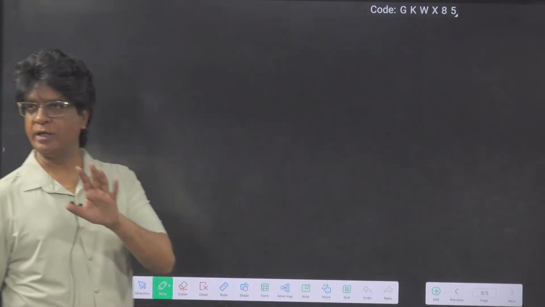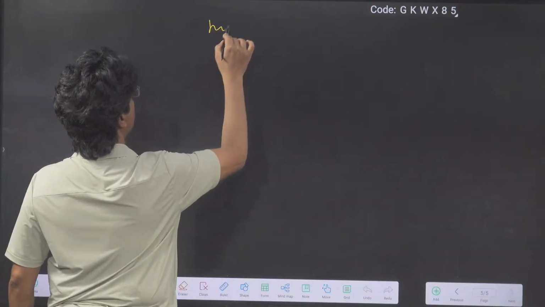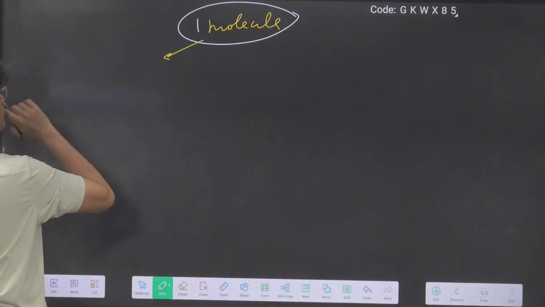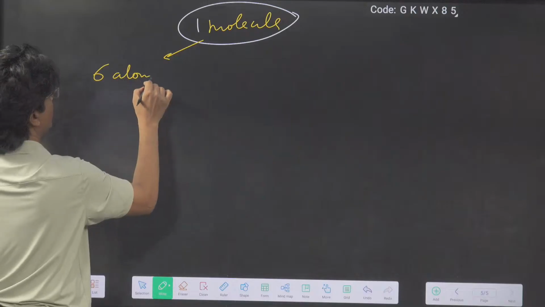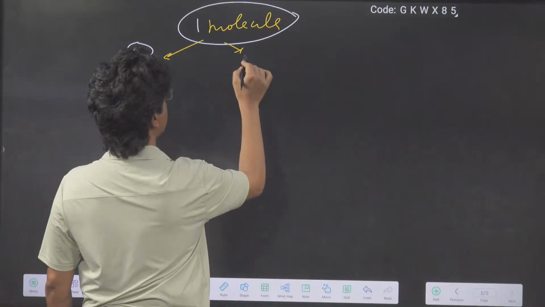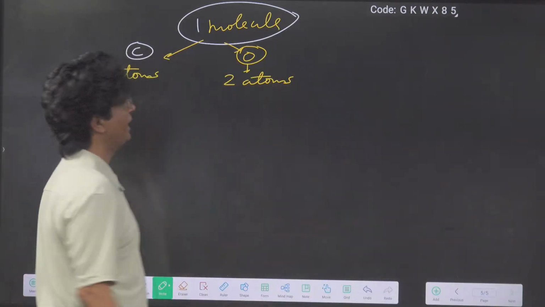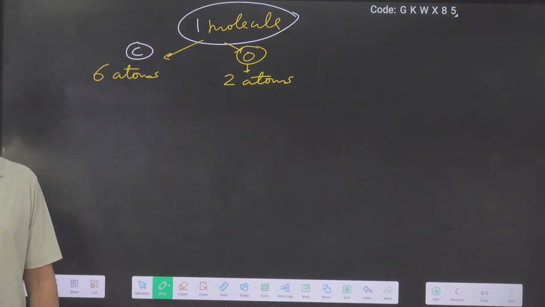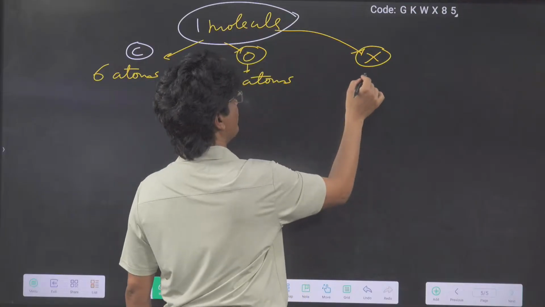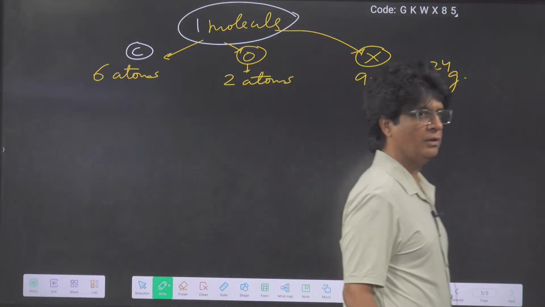This is a good question. Try to solve it, right? So I'm saying there is one molecule, and it contains 6 atoms of carbon, and for oxygen, it contains 2 atoms of oxygen, right? And it also contains an element, say X, whose weight is 9.6 into 10 to the power of minus 24 gram, right?